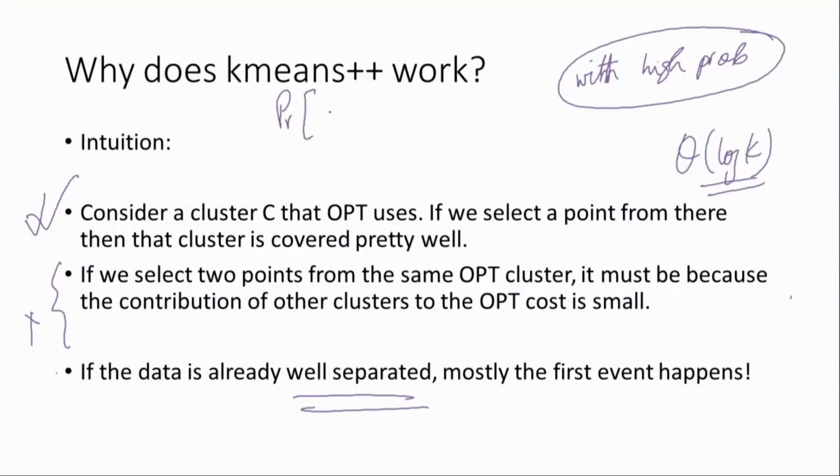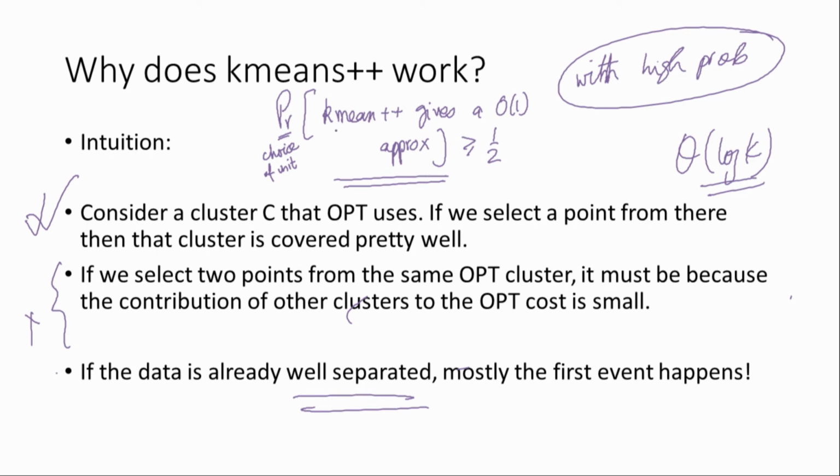Let me make my question a little more precise, because you guys have done probability. Suppose the probability that k-means plus plus gives an order 1 approximation is at least half. What is this probability over? Remember, this probability is over the choice of initialization, because the random variable here is the set of centers that we are choosing. So suppose that the probability that k-means plus plus gives an order 1 approximation is at least half.